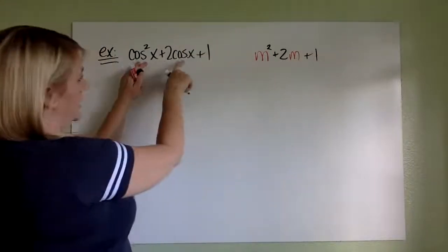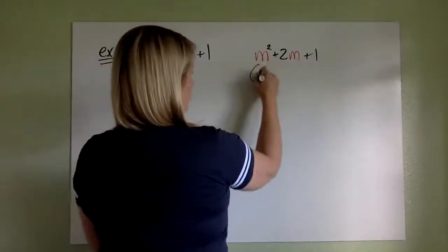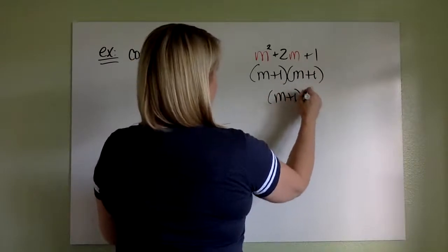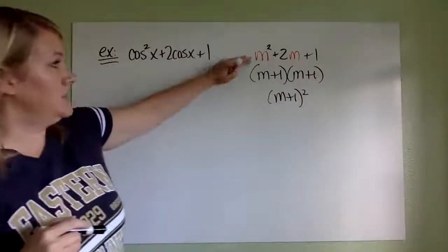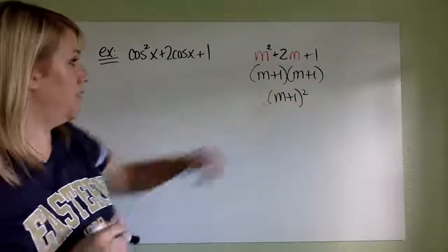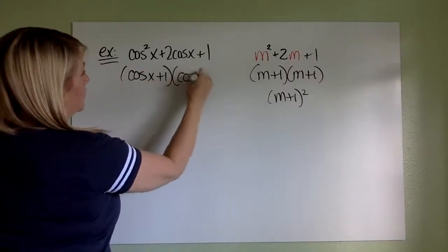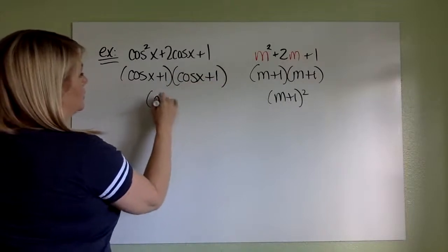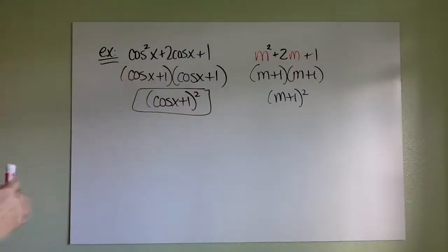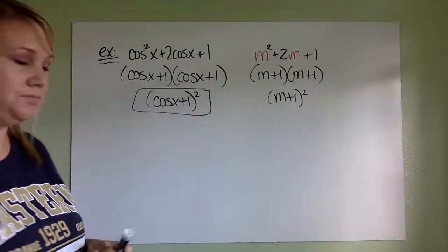So if we think of taking out the cosine and replacing it with an m, this is just a trinomial that we've factored many, many times. So m plus 1, m plus 1, or m plus 1 squared. That's how that trinomial would factor. When I plug the cosine back into this final answer, it looks like the cosine of x plus 1, the cosine of x plus 1, or the cosine of x plus 1 squared would be that trinomial trigonometric expression in factored form.